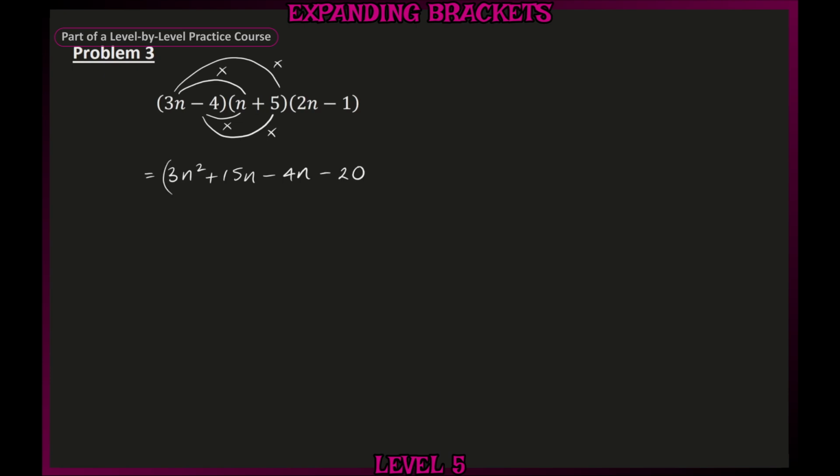Now we need to make sure that this goes in a bracket because we're still multiplying it by the third bracket, 2n minus 1. Before we do that multiplication, we first need to simplify the first bracket, and we can do this by collecting together the like terms. So we have 3n squared, the plus 15n and the minus 4n can be collected together, and this gives us plus 11n, and we have a minus 20, and that's still being multiplied by 2n minus 1.